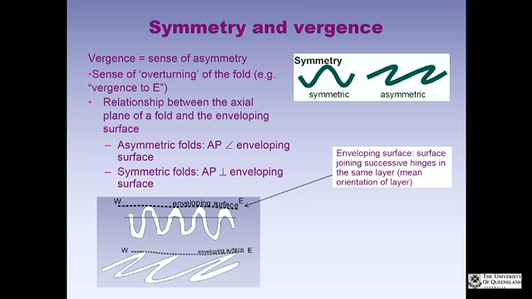These are symmetric folds, as we see here. And if there are oblique relationships, then there is a vergence. And you see that the folds are kind of tilted here towards the east. So there is a vergence to the east here. It's essentially exactly the same as we saw before, just different ways of looking at that.